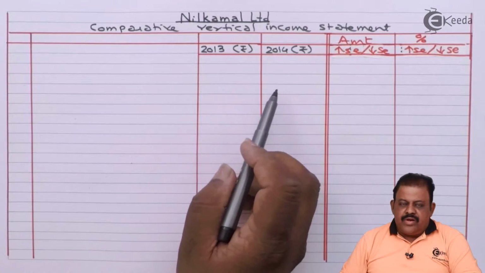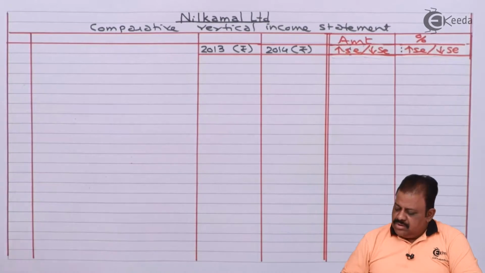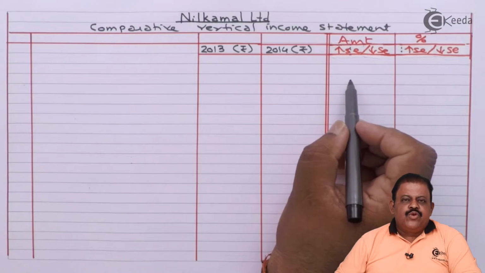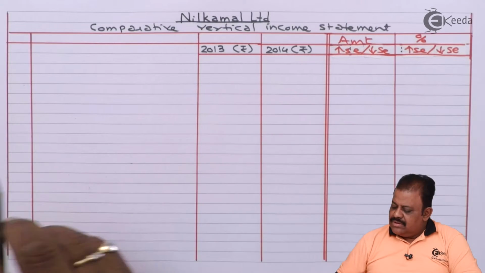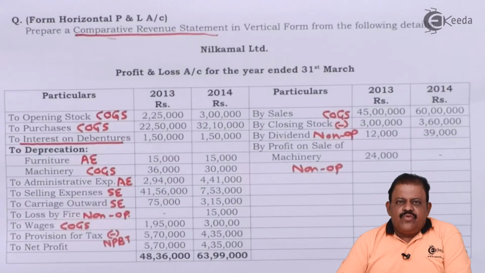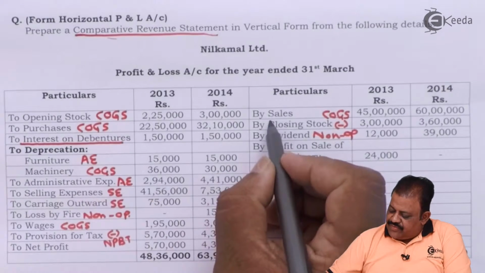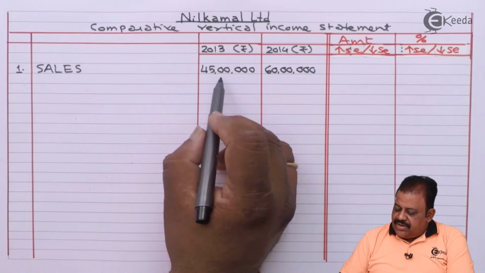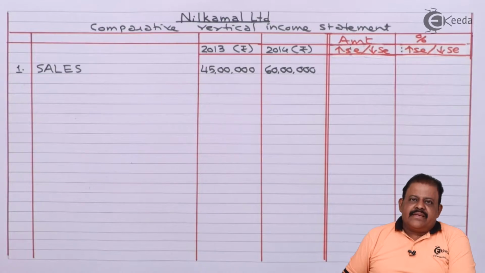Two amount columns to record actual amounts. This column is to record absolute increase or decrease amount. Last column is percentage increase or decrease. We have to first start with the figure of sales. Sales 45 lakhs, 60 lakhs.